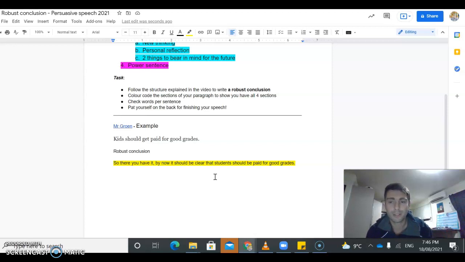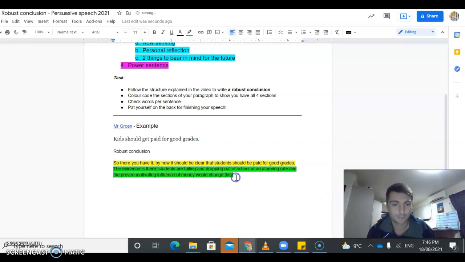The second part of your conclusion is where you restate the points that you made about that topic. The evidence is there. Students are failing and dropping out of school at an alarming rate, and the proven motivating influence of money would change this. Those are the 2 things that I spoke about in my body paragraphs. So the first part of a robust conclusion is very simple. You just restate the topic of your speech or the topic of your argument. And then the second part is you restate the points that you made within that topic.